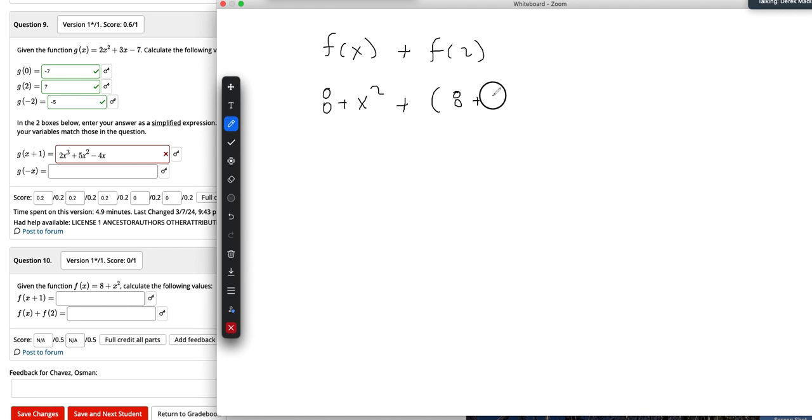Here, we're plugging in a 2 and then squared. And then from there you would just clean it up. So f of x plus f of 2 just means take the original function and then add to it the result of plugging a 2 into that original function. And then, like I said, always simplify. Hopefully that helps clear that up a little.